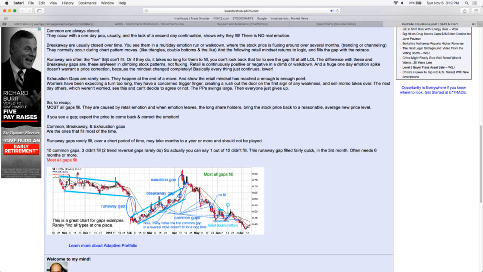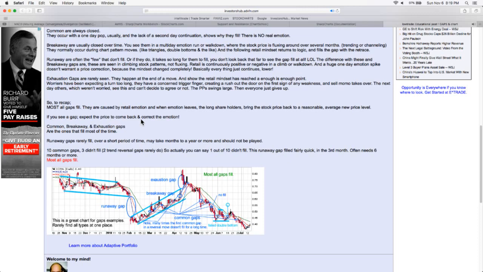The runaway gap, those are the ones that don't fill, or if they do fill, it takes a long time to fill. So you can see runaway gaps are like what we're seeing in OPXA, MEMP. You get a big drop in price and it's going to consolidate, eventually takes a couple months, and it ends up filling way up here 3 months later.